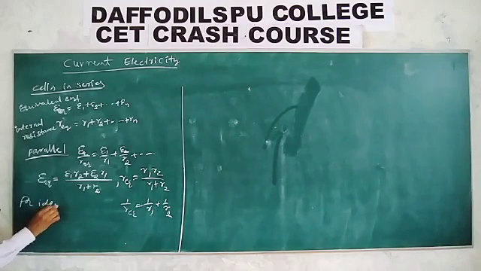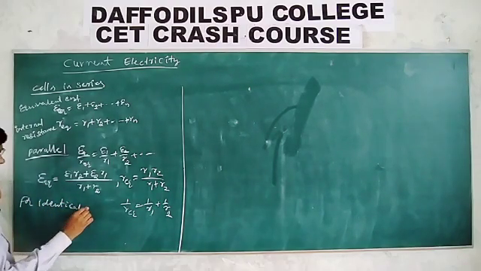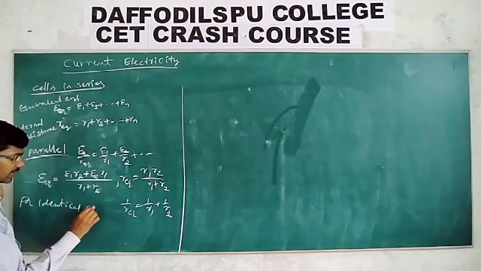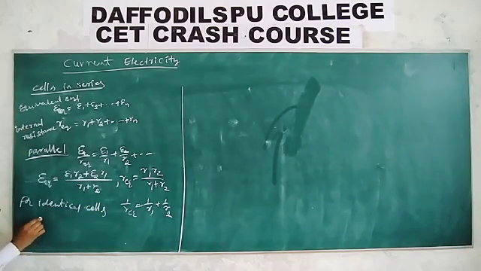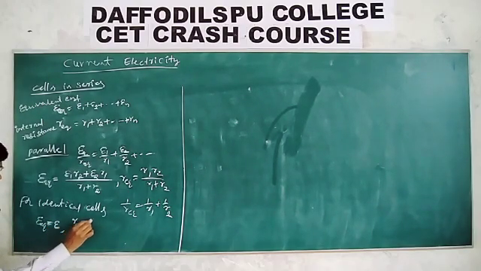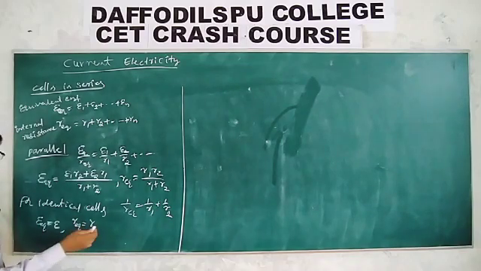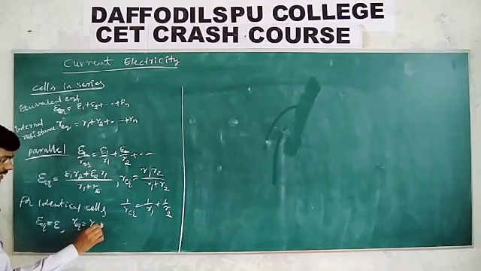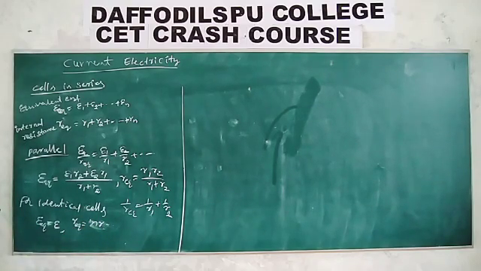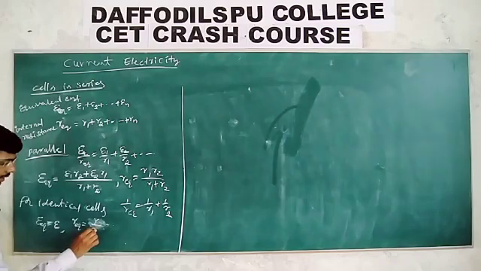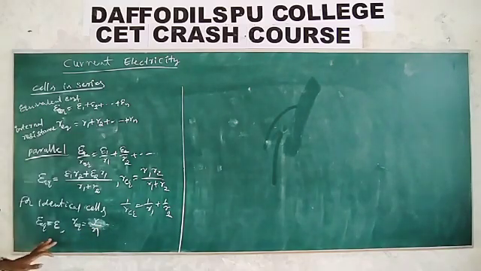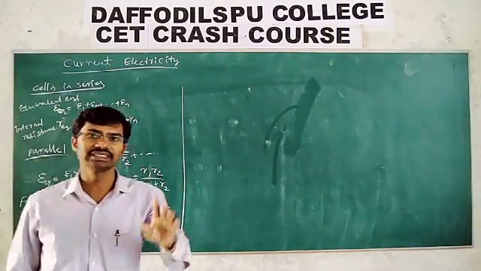But when you take identical cells, meaning cells having equal EMF and equal internal resistance, for identical cells in series the equivalent EMF is N E, whereas the equivalent resistance is R1 plus R2 and so on, so N R. In parallel it means R by N. But here the equivalent EMF is equal to the EMF of a single cell.